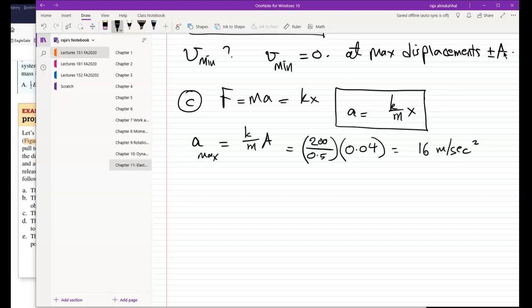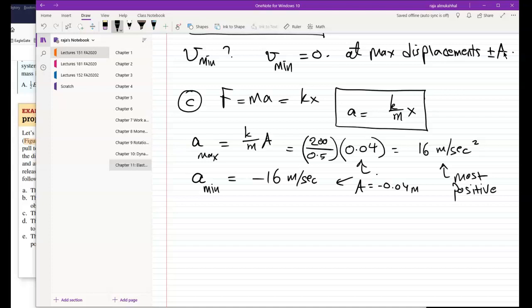Okay? Now, what is the minimum acceleration? One way to think about it, this is the most positive, and the minimum would be the most negative. Basically the same one, but on the other side, so that makes it the most negative. So just negative 16 meters per second squared. In other words, when A is negative, A is equal to negative 0.04. You see what I'm saying? When it oscillates to the other side. You got that? So that will be the most negative. Okay?